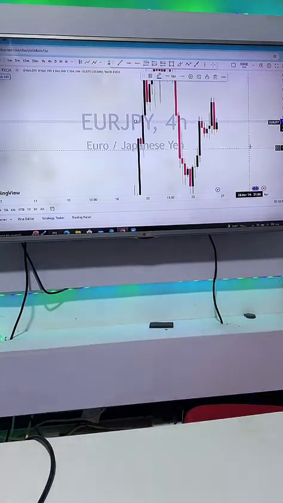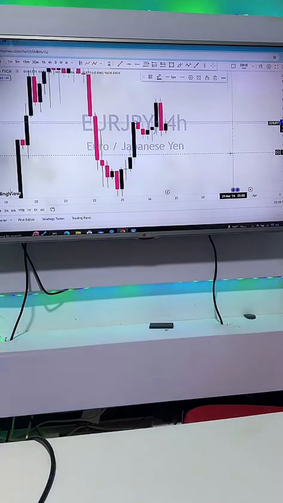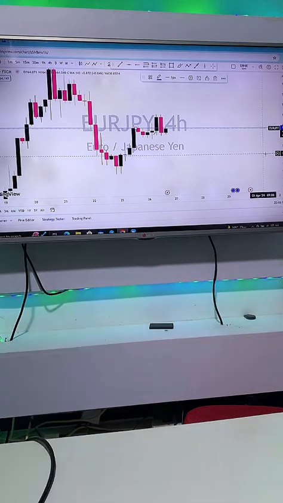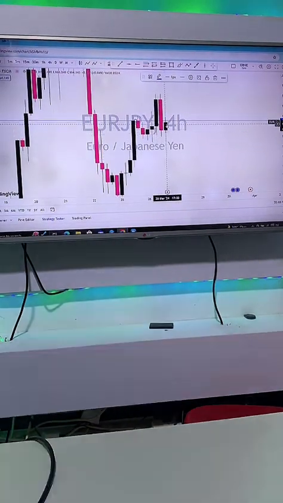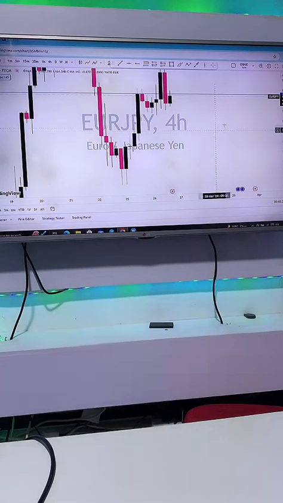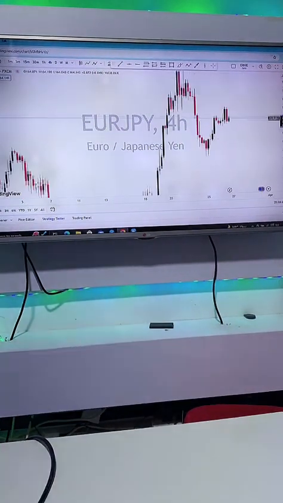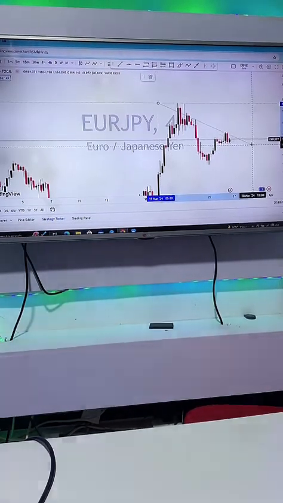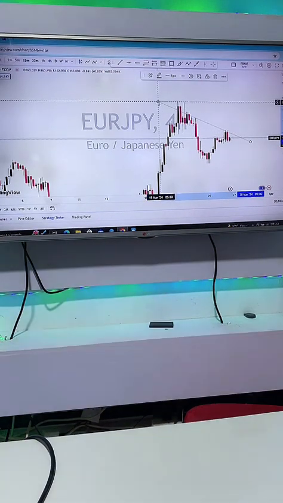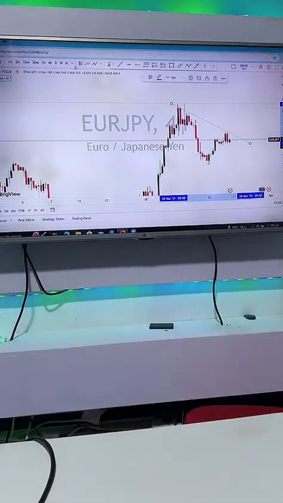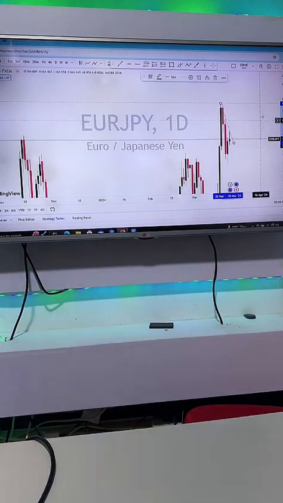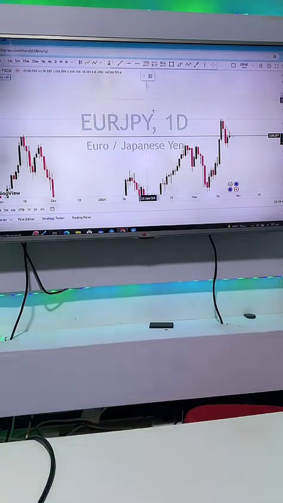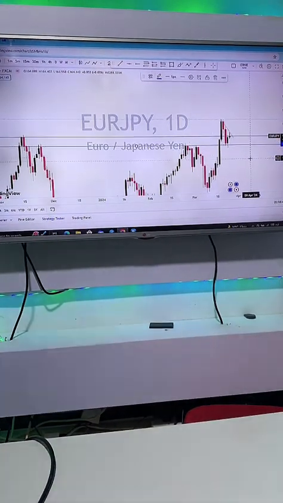Euro JPY H4. You see what is happening? It has broken that structure to the downside. So potentially EURJPY sells. Okay, EURJPY sells. We have this. But let me check the daily time frame first. According to the daily time frame, there is also a breakout, a daily breakout.